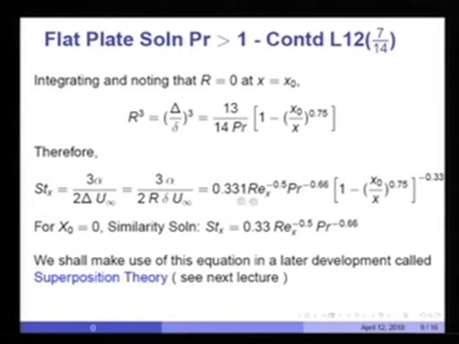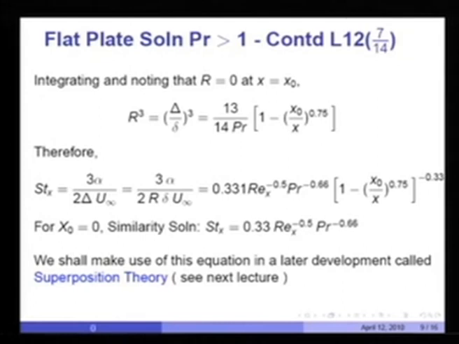Now, of course, this special relationship for x naught, this special solution for heating started from x equal to x naught, will be used later on to generate solutions when the wall temperature varies arbitrarily with x. And I will be using what is called the superposition theory, which is something I will discuss in the next lecture. But at the moment, let us turn our attention to the case of pressure gradient.